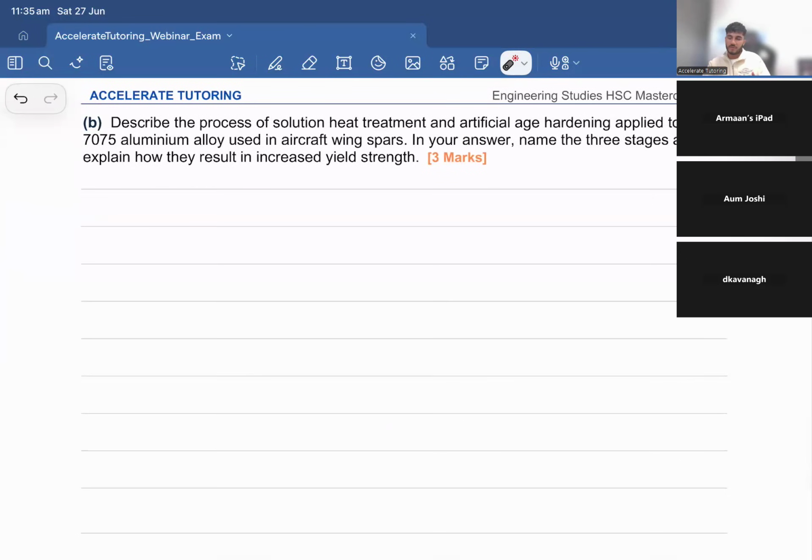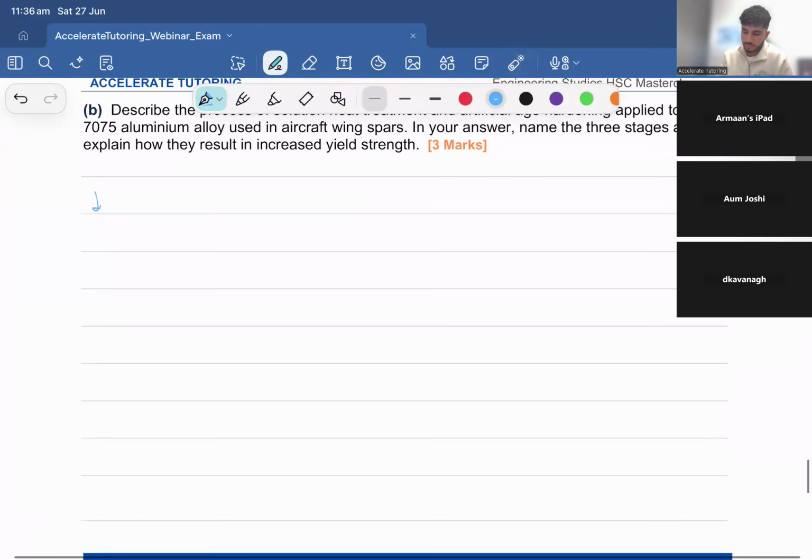Perfect. Final question we are now looking at. Describe solution heat treatment and artificial age hardening of 7075 aluminum alloy. Name the 3 stages and explain how they increase yield strength. Now, simply all that you would do for this question, you get 1 mark in identifying the 3 stages.